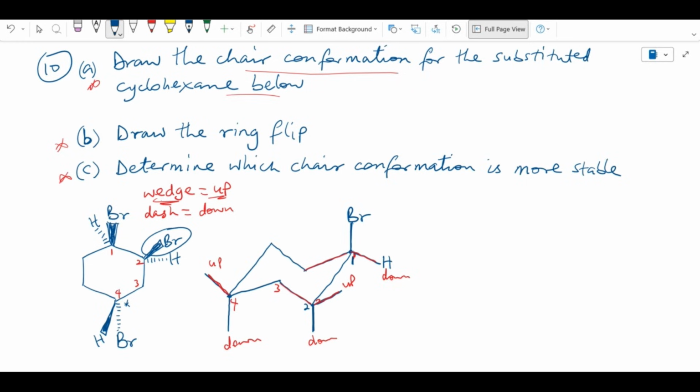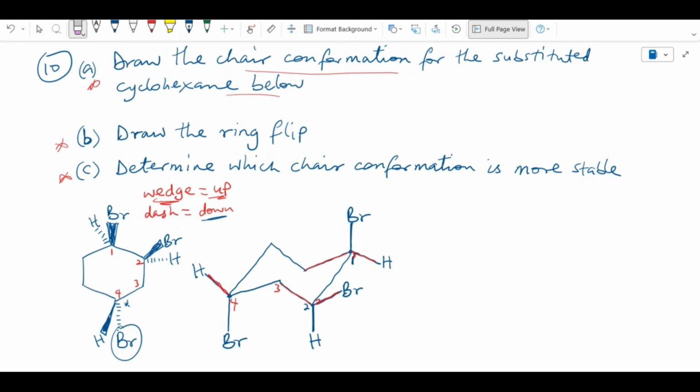On carbon 2, the bromo group is on a wedge, meaning it's up. So that means I want to place that bromo group here. Automatically, the hydrogen would point down to be here. Since this bromo group here is on a dash bond, dash means down, so that means that bromo group has to be here. And hydrogen will be up. So this is how you should distribute the substituents on the cyclohexane.